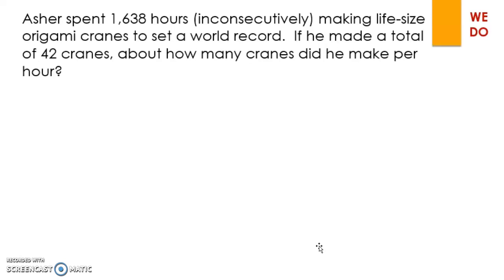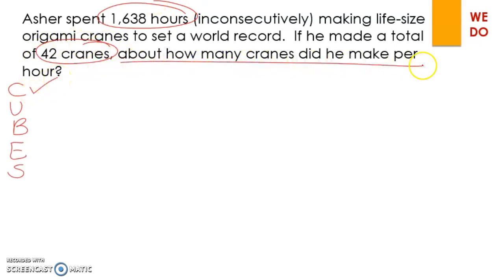Now, we've got the Asher problem again. Out of good practice of problem solving, I am still going to do cubes. I'm going to circle important information. I'm underlining the question. I am looking for keywords that let me know what I need to do. I'm looking for how many cranes. So I'm boxing the action words, or the words that tell me what to do. And then E, I'm going to evaluate or execute my strategy and solve.